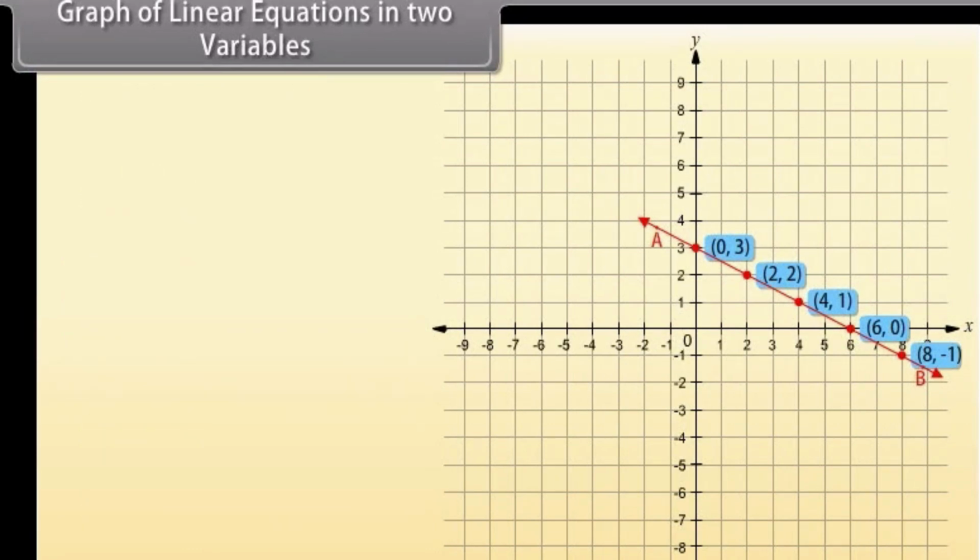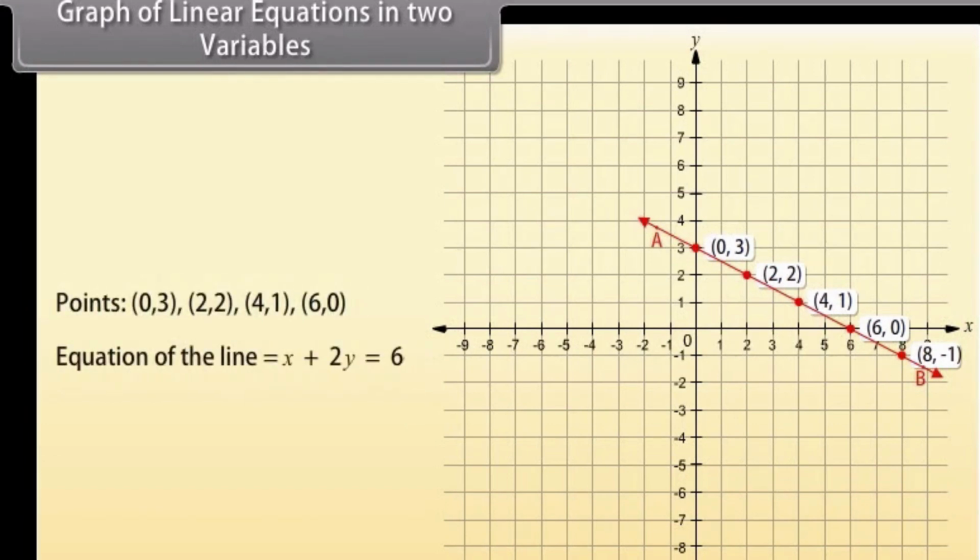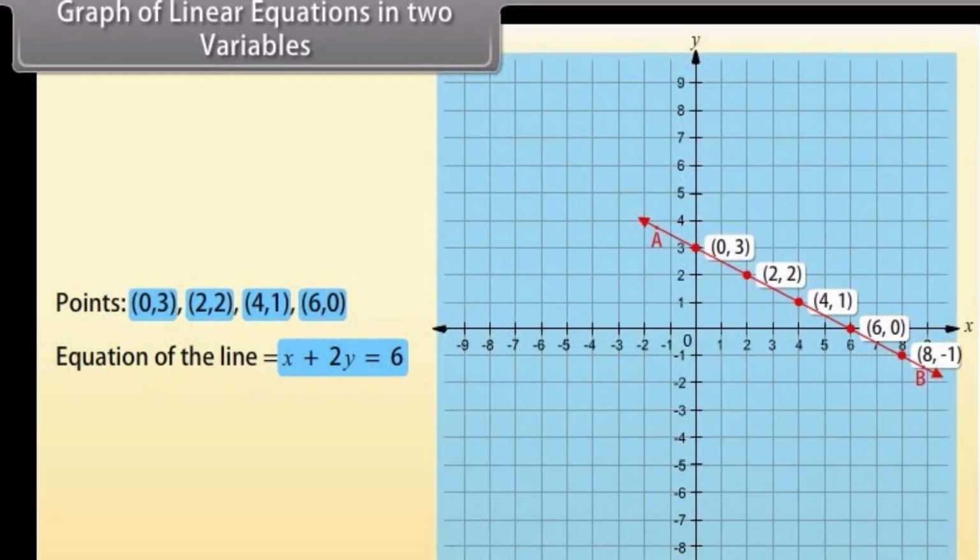So what have we observed on our previous screen? We have observed that every point whose coordinates satisfy the given equation lies on the line AB. Every point on the line AB gives a solution of the equation. So you can conclude that every point on the line satisfies the equation of the line, and every solution of the equation is a point on the line. This is called the graph of the linear equation. So to obtain the graph of a linear equation in two variables, it is enough to plot two points corresponding to two solutions and join them by a line.